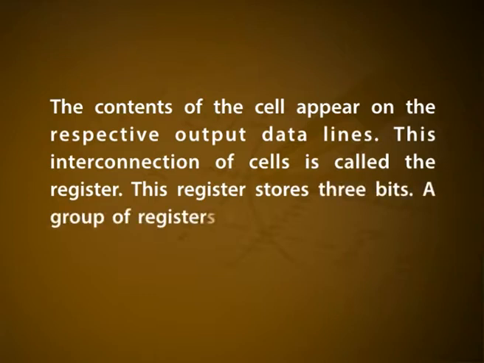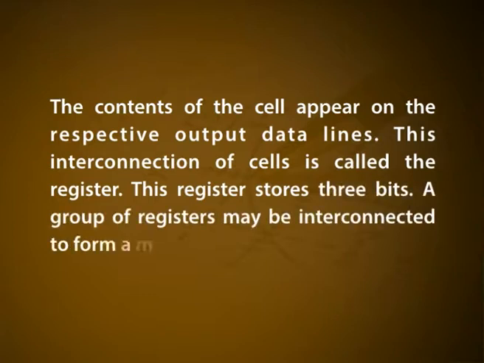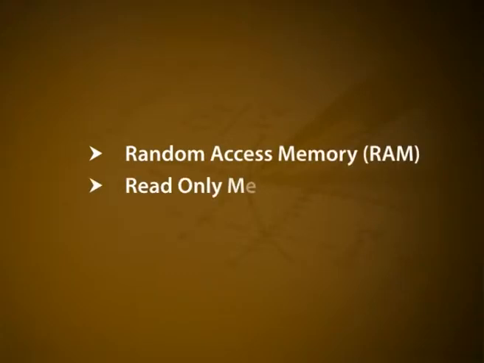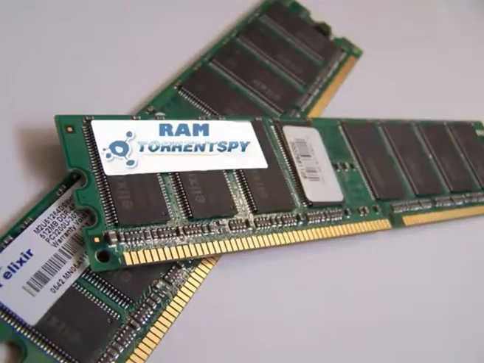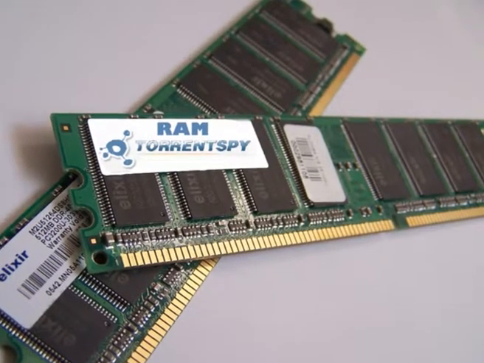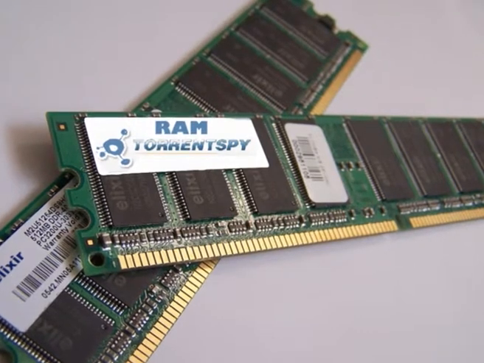A group of registers may be interconnected to form a memory. The 2 basic types of semiconductor memories are the random access memory (RAM) and the read-only memory (ROM). RAM is a read-write memory. Information can be written into and read from a RAM. It is a volatile memory. The information written to it is retained in it as long as the power supply is on. When the power supply is interrupted, this stored information is lost.